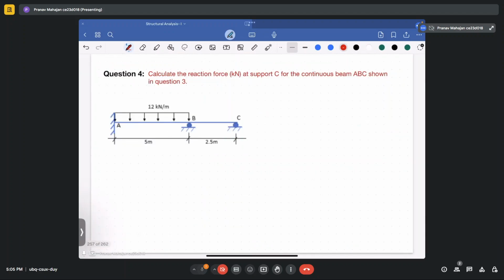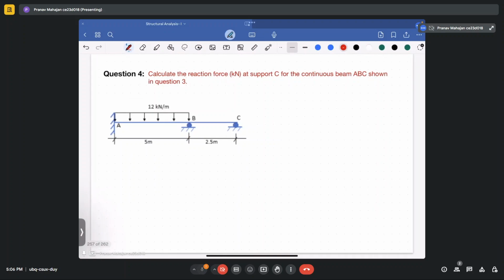Now let's solve another question. So another question, what it says that in this you are required to calculate the reaction force at support C for the continuous beam. So since we have calculated the moment, so these moments will also come into picture because we have continuous beam.